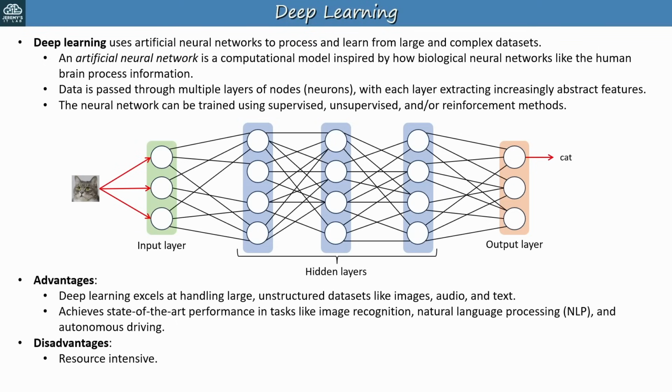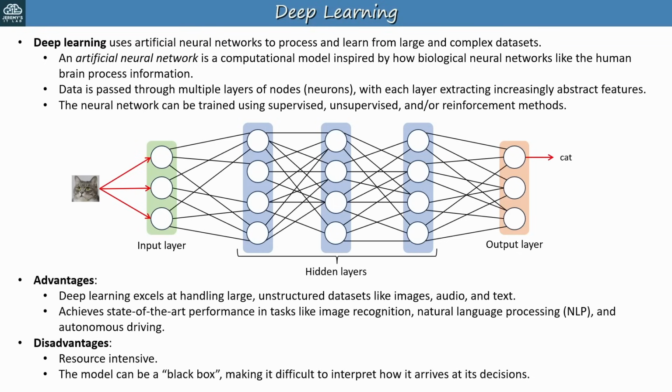But it can be quite resource-intensive, requiring significant computational power and large datasets for training. And it's often referred to as a black box, because the hidden layers make it hard to interpret how the model arrives at its decisions. For instance, while the model might identify a cat accurately, it's difficult to pinpoint which specific features it used to come to that conclusion. But regardless of any drawbacks, deep learning is one of the most powerful tools in artificial intelligence.